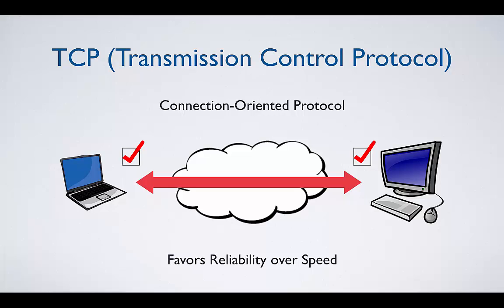And keep in mind that just because it favors reliability over speed, that doesn't mean it's slow. TCP is fast, it's just not quite as fast as UDP. Its combination of speed and reliability is the reason that TCP is the most common internet protocol that's paired with IP.